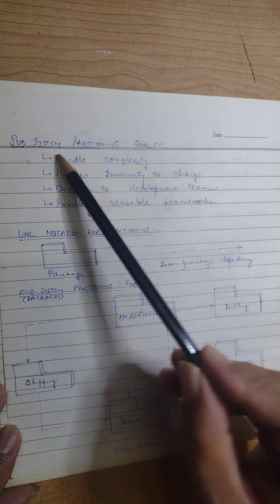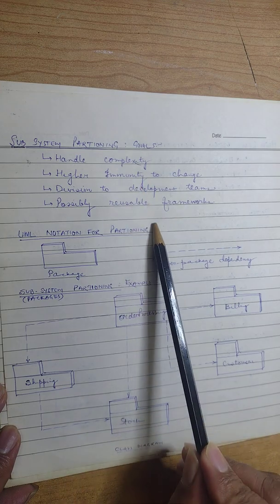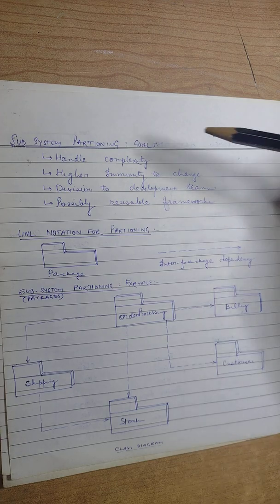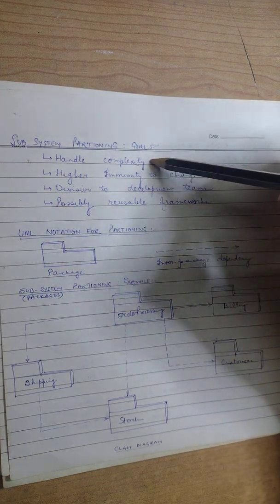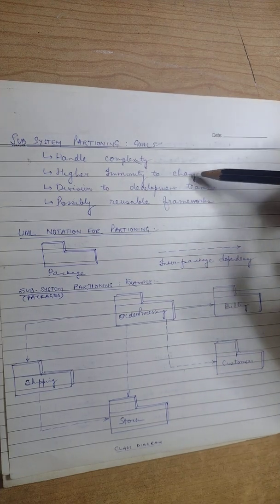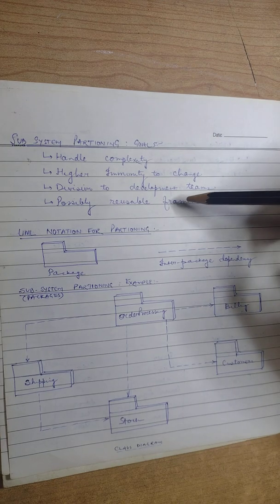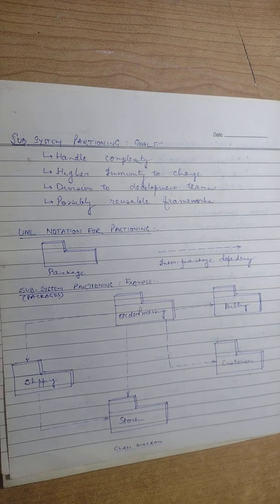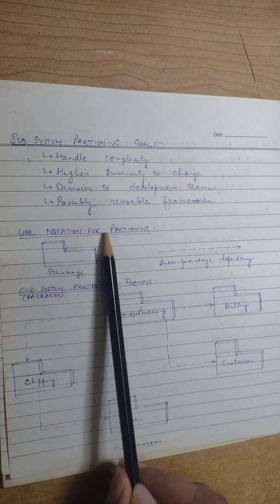Next comes subsystem partitioning. Why is partitioning being done? Because it helps in making the system simpler. We can handle the complexity in a much better way, with higher immunity to change, division among deployment teams, and the possibility of reusability. That's why partitioning is very, very important. When you partition a system into small things, it becomes much easier to design, develop and maintain.